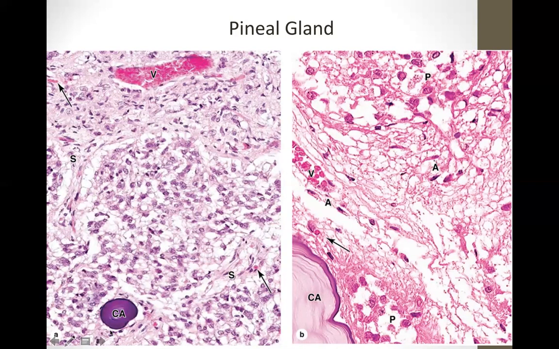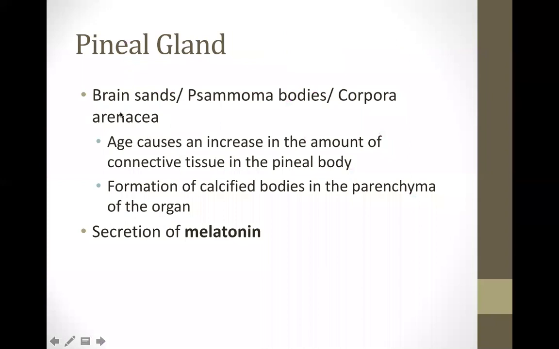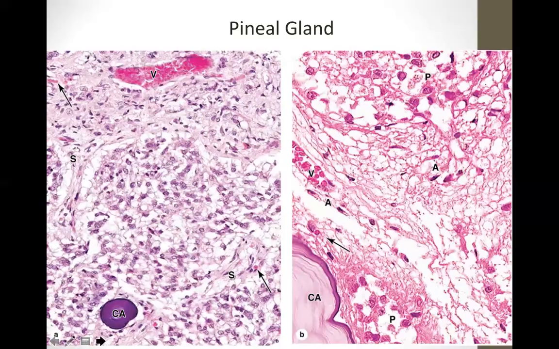CA stands for corpora arenacea, or your brain sand bodies. Don't mistake this one with the corpora amylacea, because corpora amylacea is found in what male reproductive organ? It is your prostate gland. Your corpora arenacea this time, they are found at the pineal gland, which are the characteristic feature of your pineal gland. Okay?